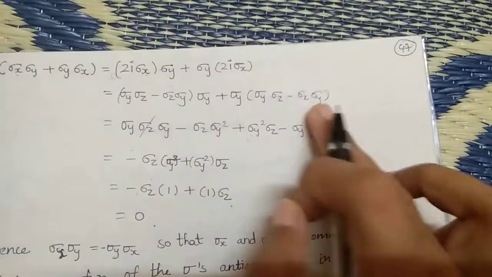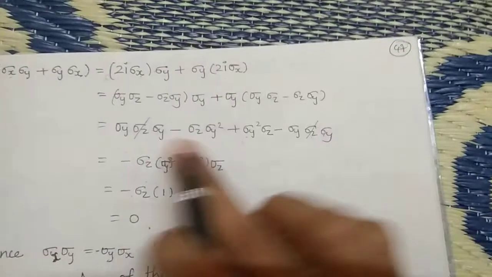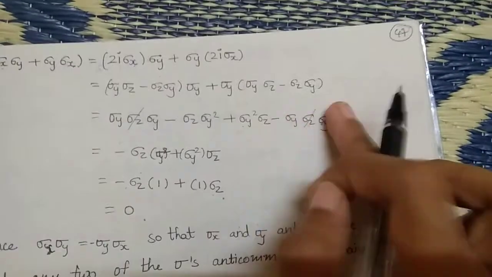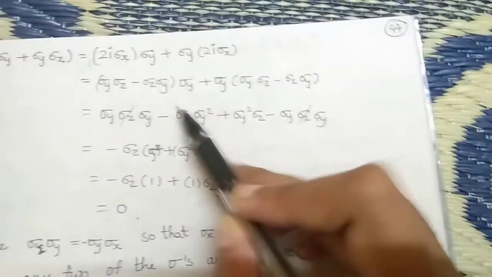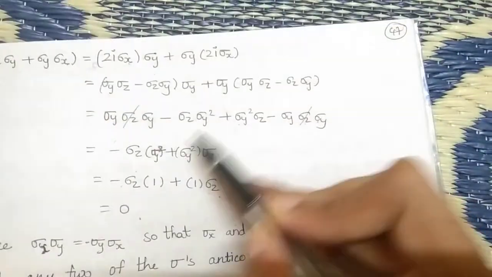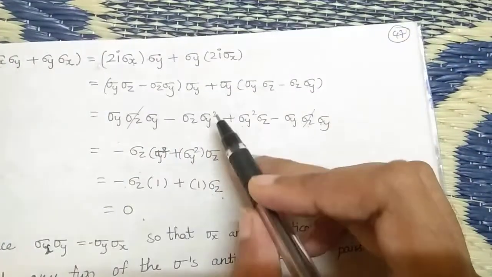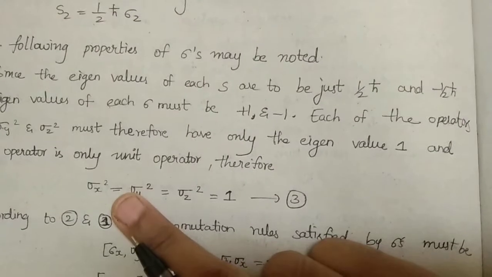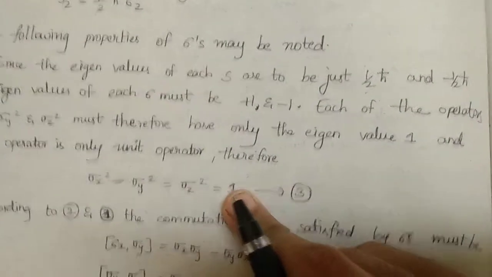Here both these terms are the same. It's like ABA, here also ABA. So both of them will get cancelled. And here, finally these terms will be remaining, but we know that sigma y square is nothing but 1, on the basis of eigenvalue. So sigma x square, sigma y square, sigma z square is equal to 1.